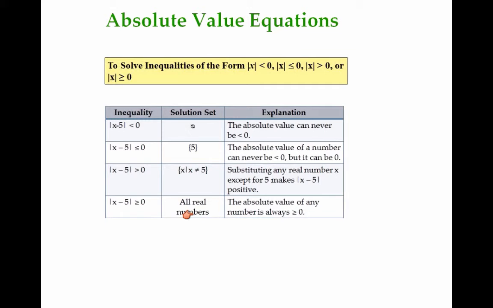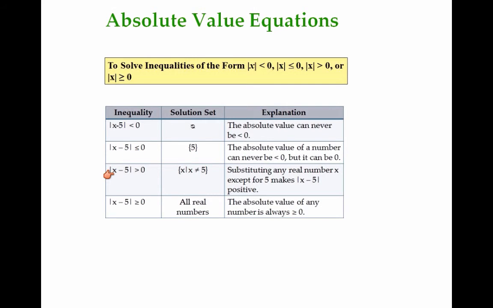I would suggest you pause this session at this point and take a good note here for all the different scenarios you can get. So if I have absolute value of x minus 5 is less than 0, absolute value of something at the left-hand side is always a positive number. A positive number cannot be less than 0, so there is no solution here. On the other hand, if I have absolute value of x minus 5 is less than or equal to 0, then you have one solution that would make this true. When x equals 5, on the left-hand side, we do get equal to 0.